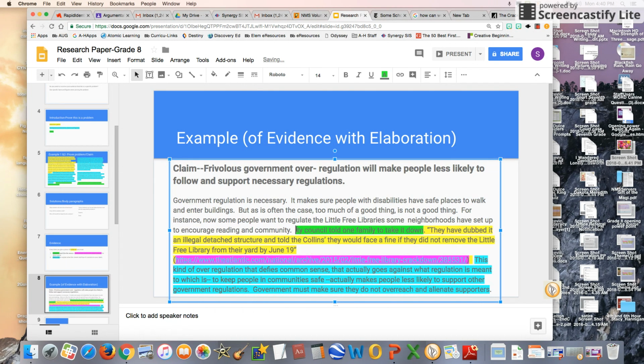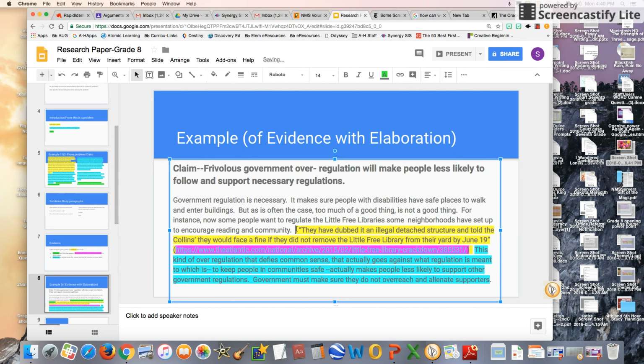Okay, so if I'm doing my paper on my little free library and how the government now is trying to overregulate them, and I say, for instance, now some people want to regulate the little free libraries some neighborhoods have set up to encourage reading and community. Okay, and then I go straight into my evidence. They have dubbed it an illegal detached structure and told the Collinses they would face a fine if they did not remove the little free library from their yard by June 19th.